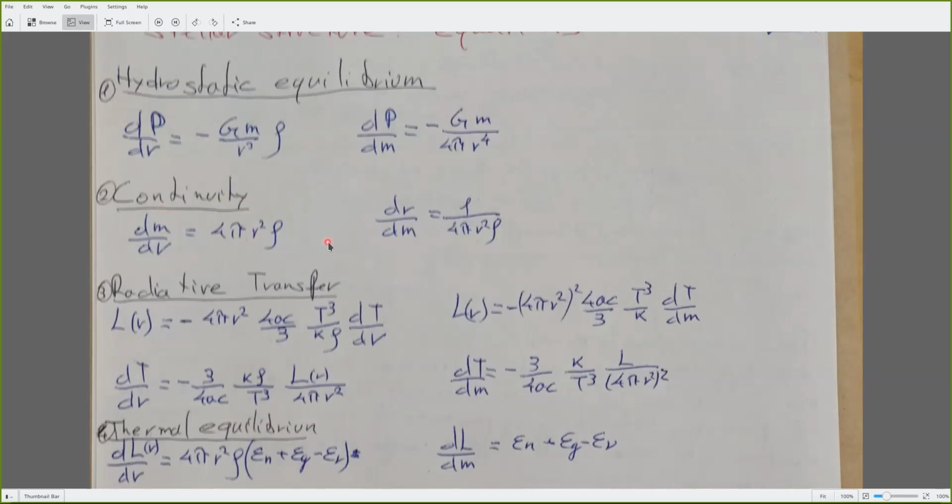Continuity is essentially a definition. Then there is the radiative transfer, in the two ways that you can see, Lagrangian and Eulerian, and also the luminosity defined by the gradient and the gradient defined by the luminosity.